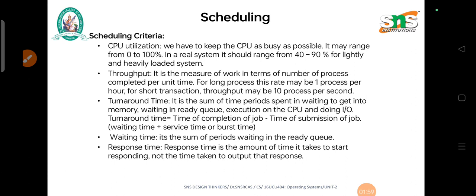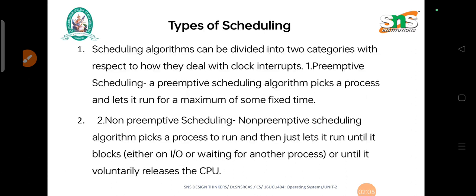Response time is the amount of time it takes to start responding, not the time taken to output that particular response. Scheduling algorithms can be divided into two categories with respect to how they deal with clock interrupts: preemptive scheduling and non-preemptive scheduling. A preemptive scheduling algorithm picks a process and lets it run for a maximum fixed amount of time, whereas in non-preemptive scheduling, the algorithm picks a process and lets it run until it blocks, either on IO or waiting for another process, or until it voluntarily releases the CPU.